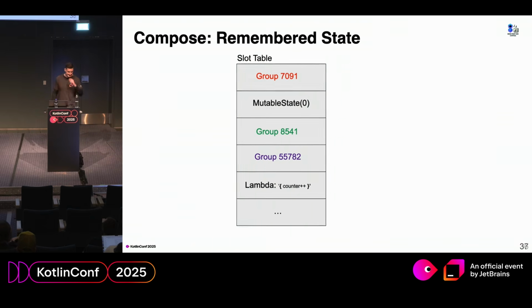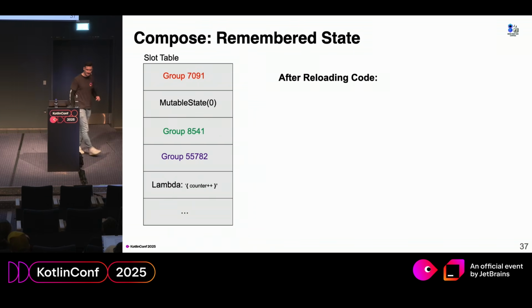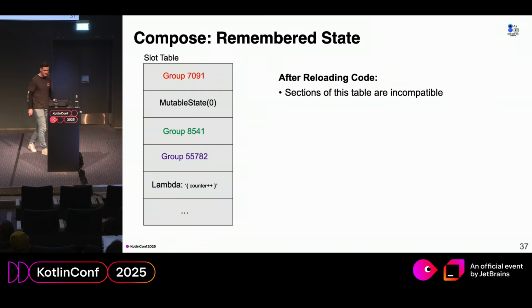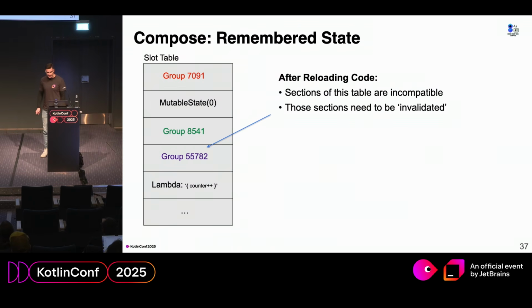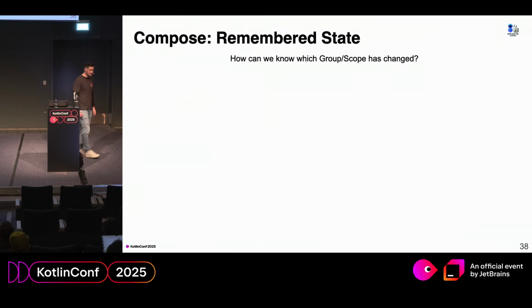Now if you look at this slot table, obviously after reloading code, the structure of this slot table is highly coupled to the structure of the code you had. And that means after reloading code, these sections might be entirely incompatible with the new code, right? And that kind of means that those sections need to be invalidated. And that poses a huge problem. How can we know which of those groups or scopes has actually changed and now need to be invalidated?